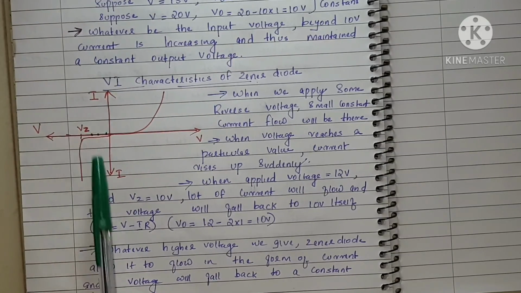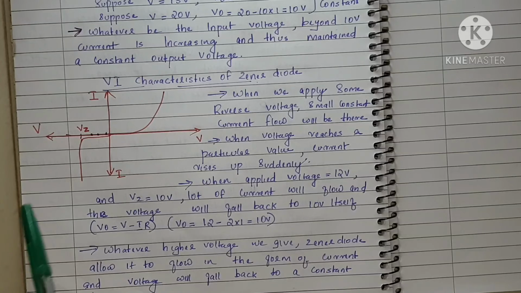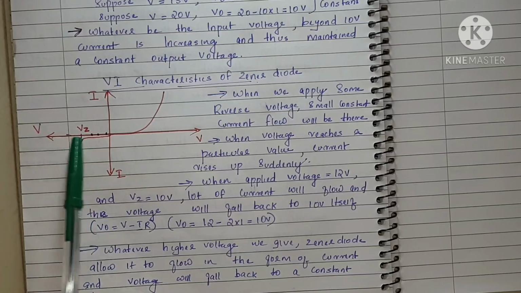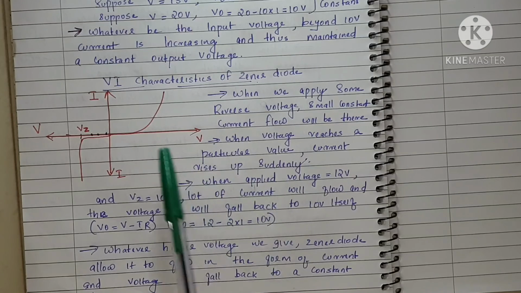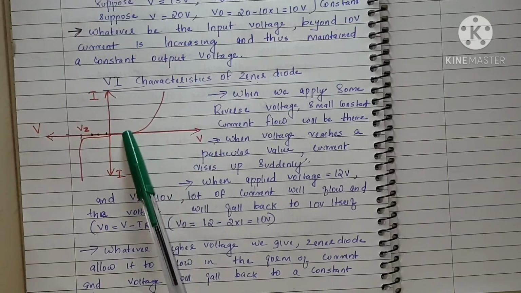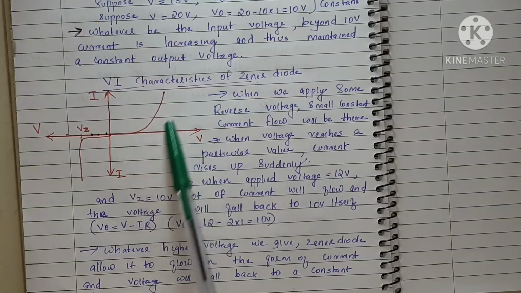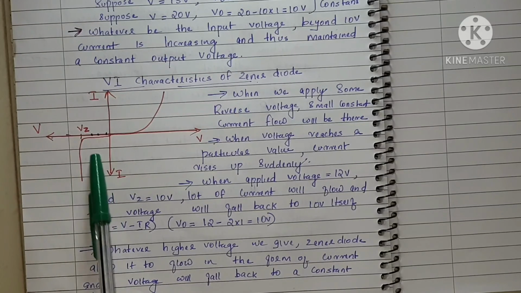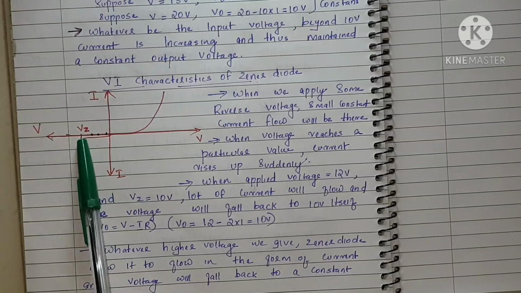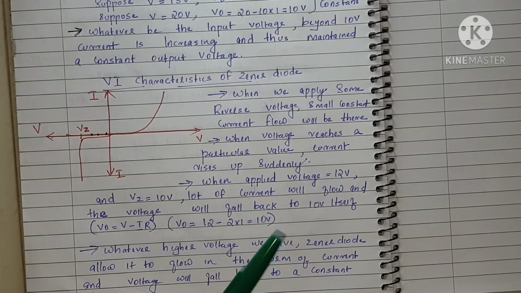And so this breakdown voltage can also be written as Vb equal to Vz. Whatever higher voltage we give, the Zener diode allows it to flow in the form of current and the voltage will fall back to a constant value. This is the forward characteristic of the Zener diode, which is the same as that of a PN junction diode. But when the Zener diode is reverse biased, at this breakdown voltage, the Zener diode acts as a voltage regulator.